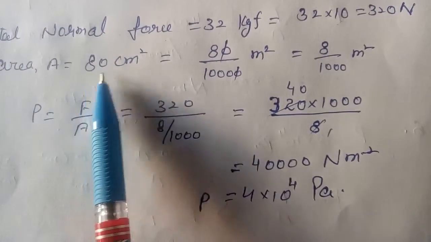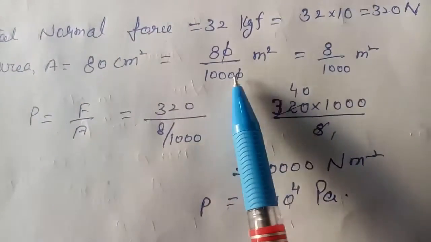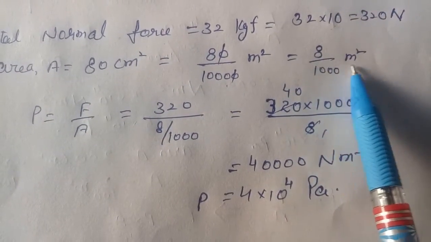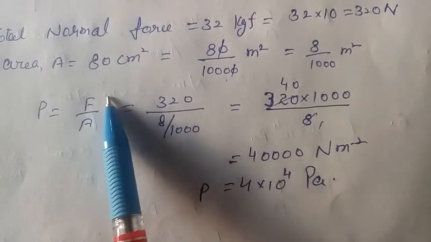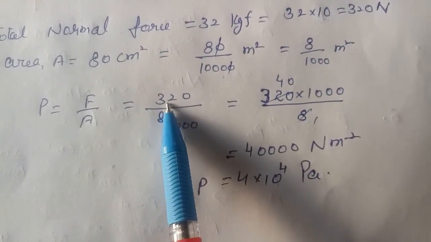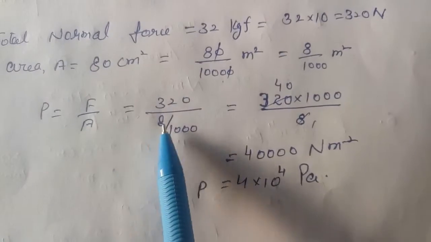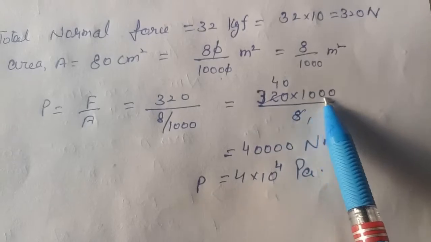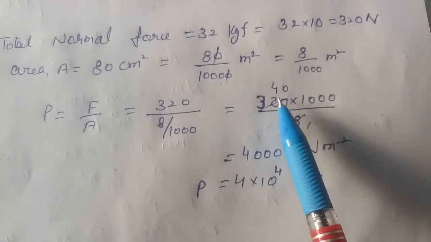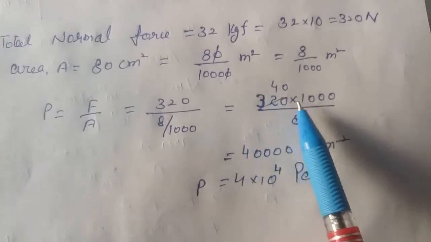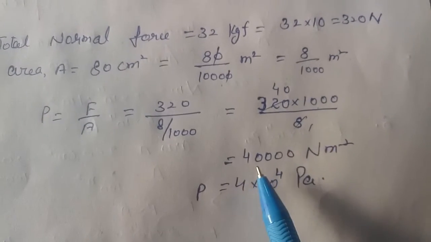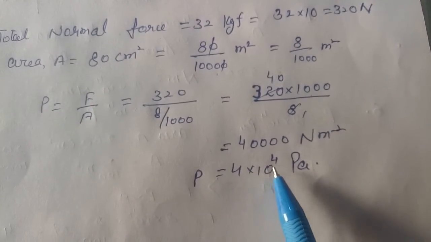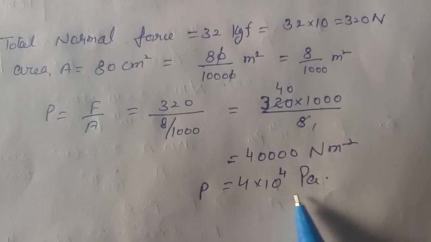Area given is 80 centimeter square. Once again it will be converted into meter square, divided with 10,000, 0 cut with 0. Then we have 8 by 1000 meter square. And as we know that pressure equal to force upon area, value of force 320 Newton and area 8 by 1000 meter square. So look at that, 320 multiply 1000 divided by 8, 8 ones are 8, 8 fours are 32. So multiply both the terms, 40 multiply 1000, 40,000 Newton per meter square, or you can write it as 4 multiply 10 raised to power 4 Pascal. So this is the value of the pressure.